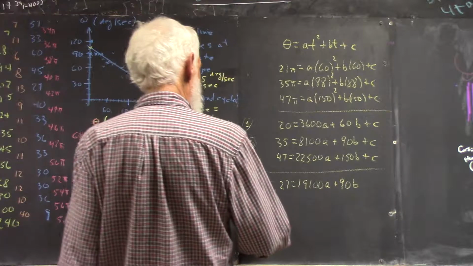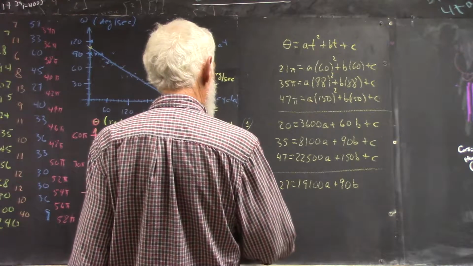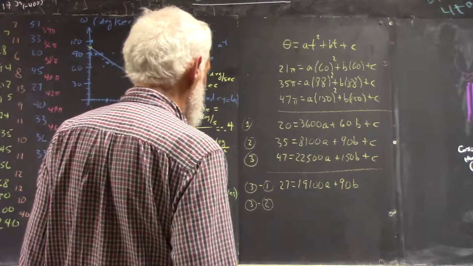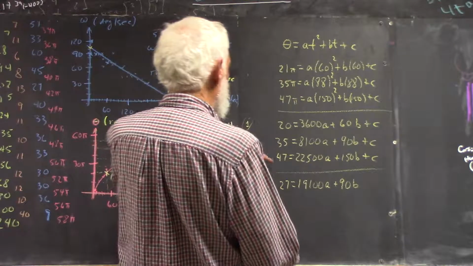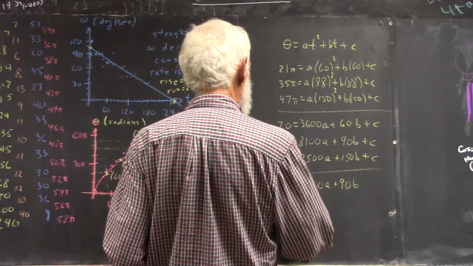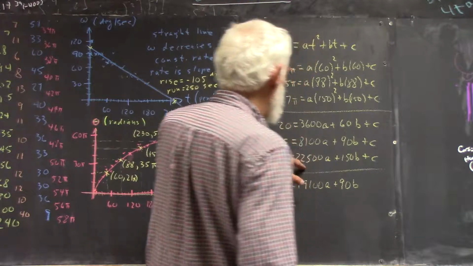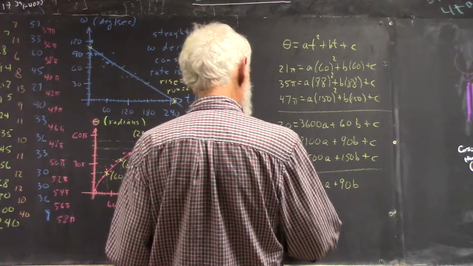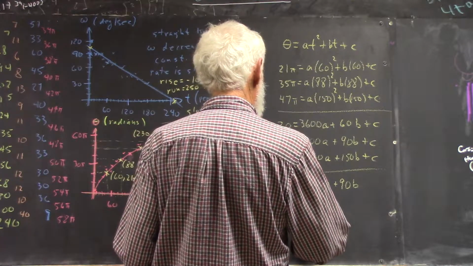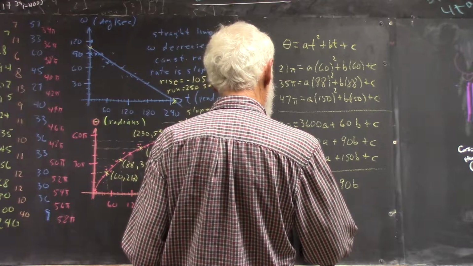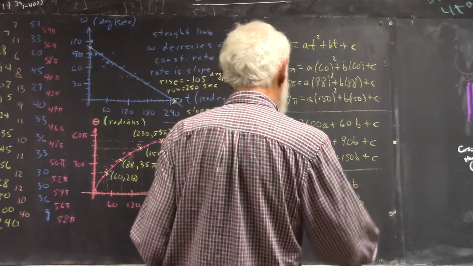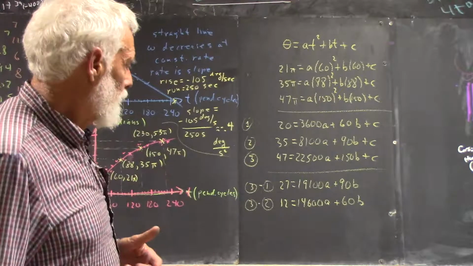And now I'm going to do equation 3 minus equation 2. Okay? So 47 minus 35 is 12. 22,500 minus 8,000 is 14,500, but we have 100 more, so it's 14,600 A plus 60B. Now that's progress.